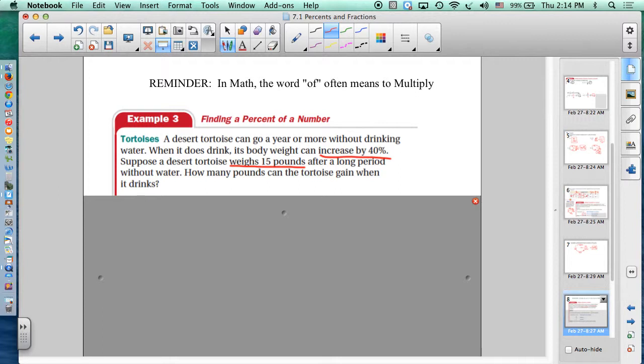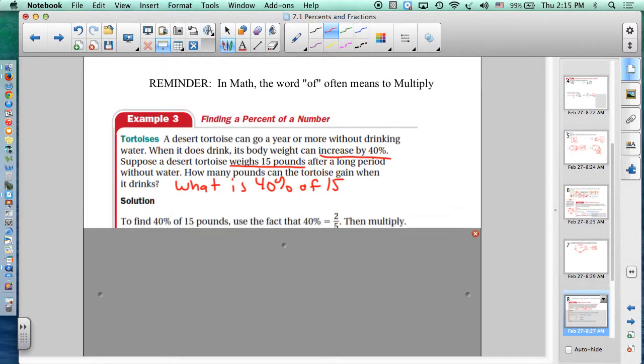So what the question is really asking us is, how much can it gain? Well, it can gain 40% of its current weight. So the question is asking us, what is 40% of 15? So what we're going to want to do then is to convert that 40% into a fraction. And because we have the word "of" there, we're going to take that fraction and multiply it times 15.